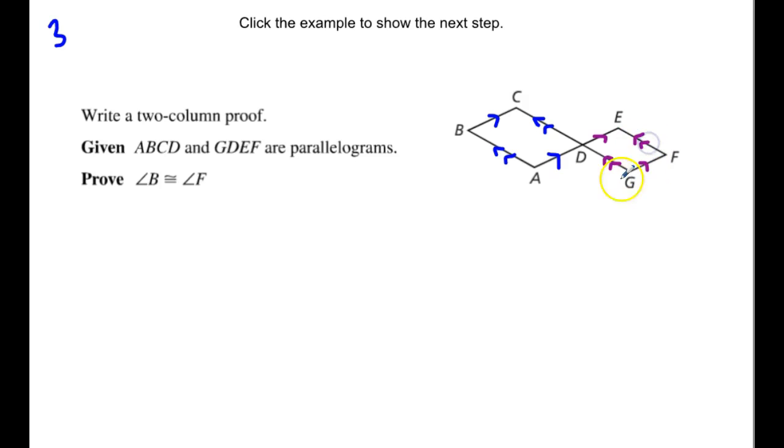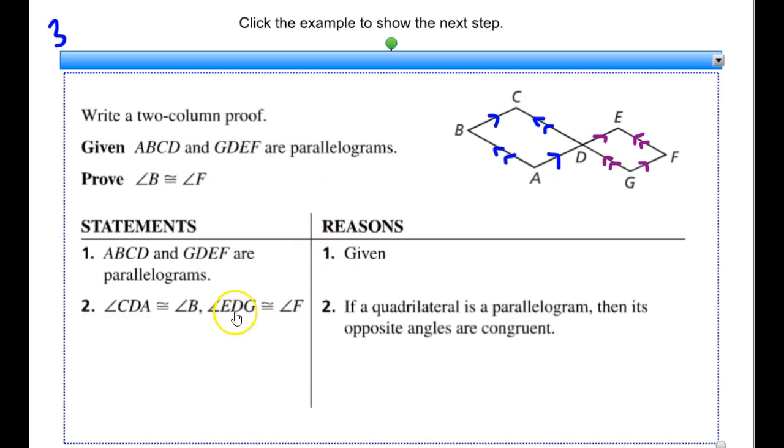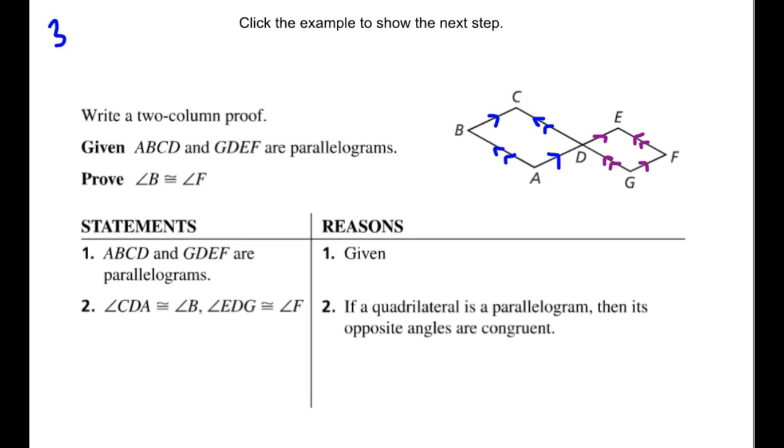Right, and I like to use different colors, so now I'm going to write my 2-column proof to prove that angle B is congruent to angle F. So first, I always start with my givens, right? So I know that the first given is that ABCD and GDEF are parallelograms, and I'm told that up here. So the next thing I can say is angle CDA is congruent to angle B, right? And I can't just say that this is angle D because there's 4 different angles that could be considered D, so I have to be specific. So let me draw what this one looks like. So angle CDA, right, is this one, is congruent to angle B.